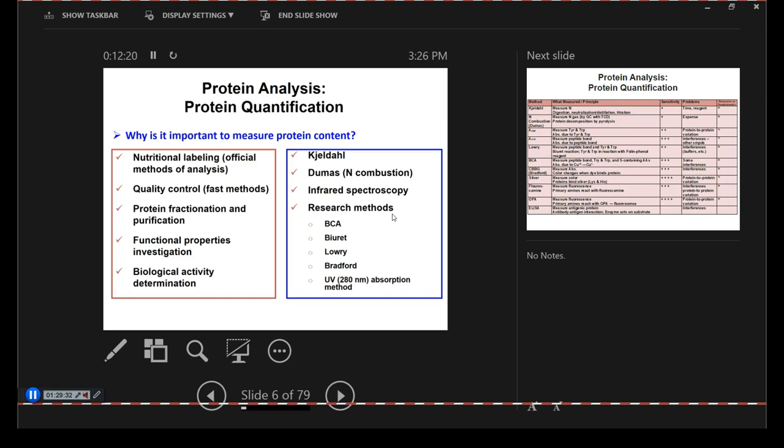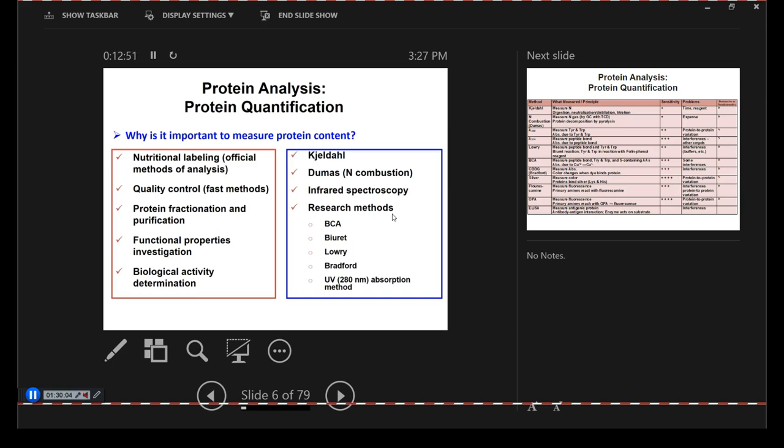So there are many methods. These are the most common ones. So Kjeldahl is based on nitrogen analysis, and it is a chemical-based method. Dumas is based on nitrogen combustion, so you combust the sample into gases and then scrub off gases and determine the amount of nitrogen and convert that to protein.